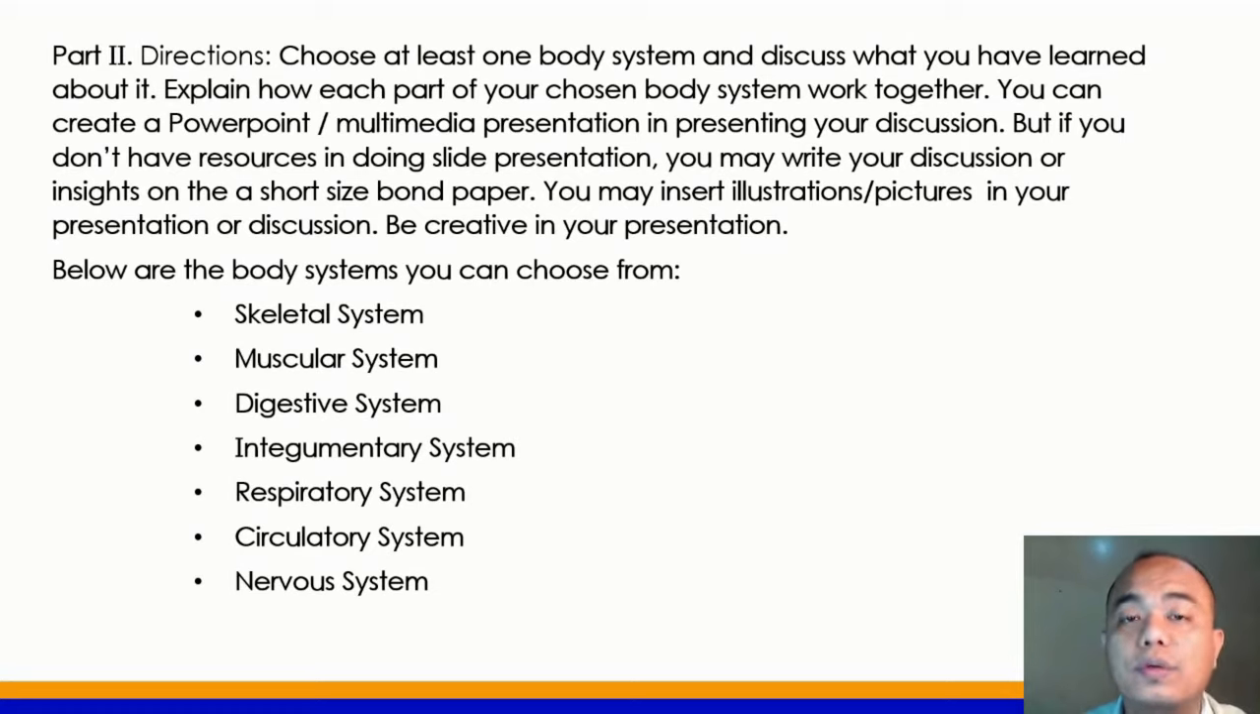But if you do not have resources in doing the slide presentation, you may write your discussion or insights in short size on paper. And you may insert illustrations or pictures in your presentation for your discussion. And be creative in your presentation. So again, you are asked to choose one body system and you will explain the function of each part of that particular system. You may write it in a bond paper or you may have it using a PowerPoint presentation.